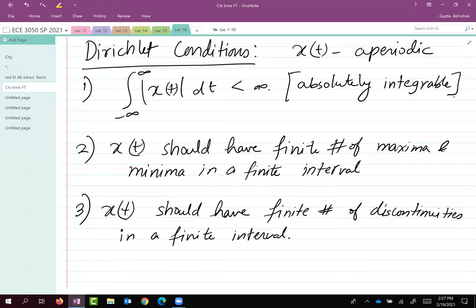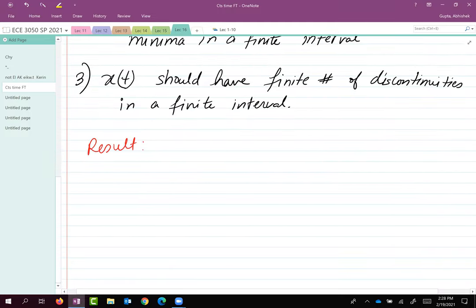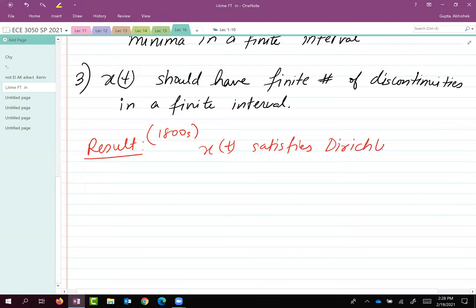The Dirichlet conditions for the Fourier transform basically mimic the same set of conditions, except that here I want x(t) to be absolutely integrable from minus infinity to plus infinity. So it's not a finite interval anymore, it's the entire real line over which this has to be integrable. The result is from the 1800s. So x(t) satisfies Dirichlet conditions implies X of j omega exists.